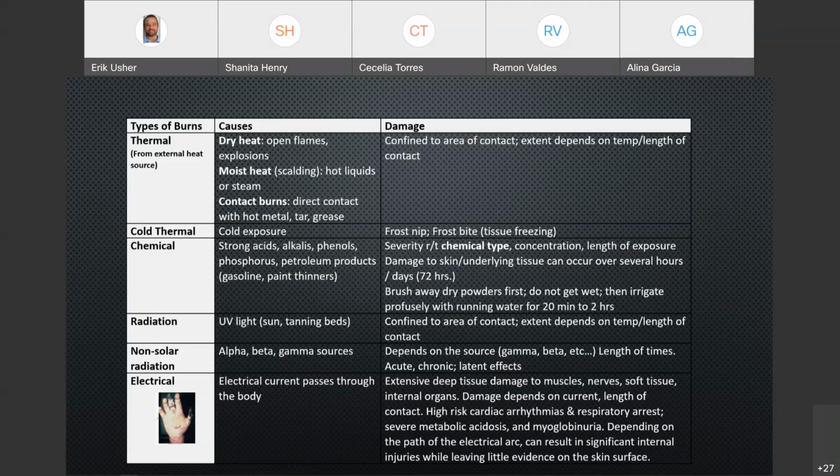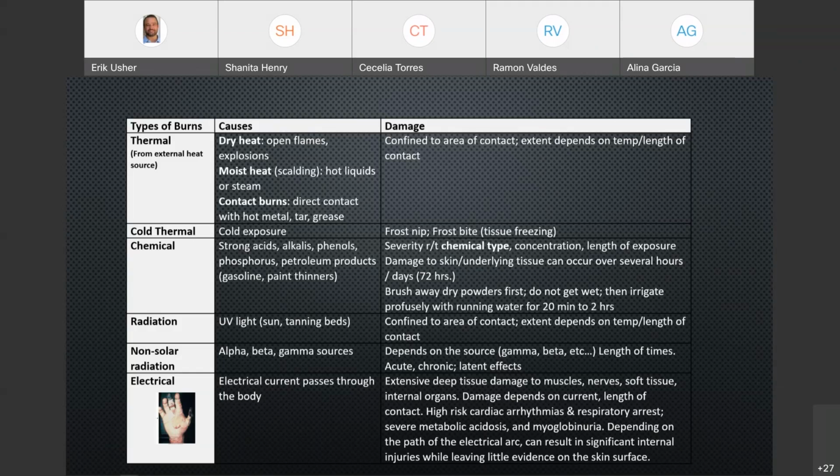And finally, we have electrical burns. Electrical current passes through the body, and these things can be very devastating. It's usually extensive deep tissue damage to the muscles, nerves, soft tissue, sometimes organs. Again, it generates a lot of heat going through there. The damage does depend on the current and the length of the contact, and these patients have a tremendously high risk of cardiac arrhythmias and respiratory arrest.